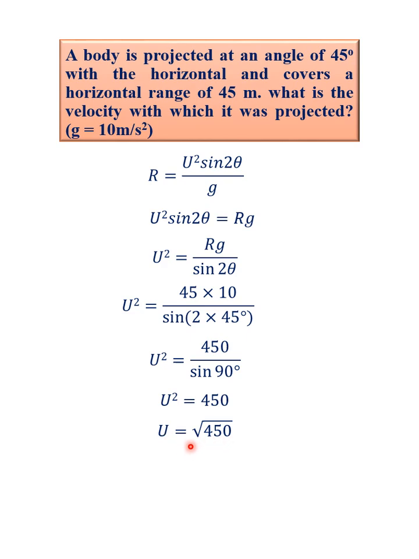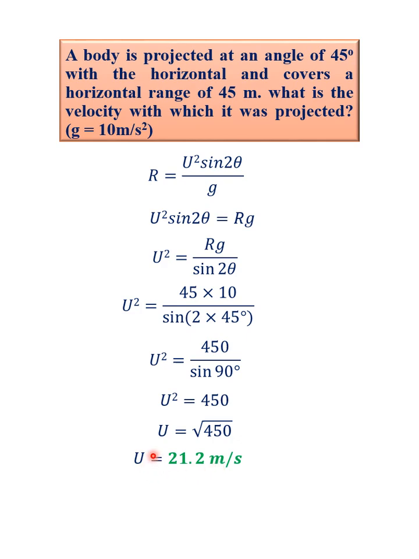Note, it is supposed to be positive or negative value of the square root of 450. However, I have ignored the negative value because the velocity is not a negative velocity. It is just a motion in one direction. So the negative is not needed. That is why we are taking only the positive value. The square root of 450 is 21.2, and this becomes the answer to the question.